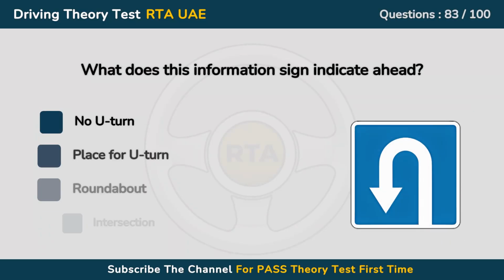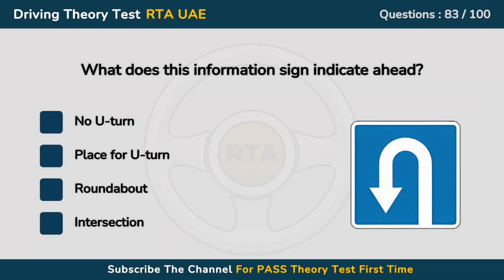Question 83. What does this information sign indicate ahead? A. No U-turn. B. Place for U-turn. C. Roundabout. D. Intersection.